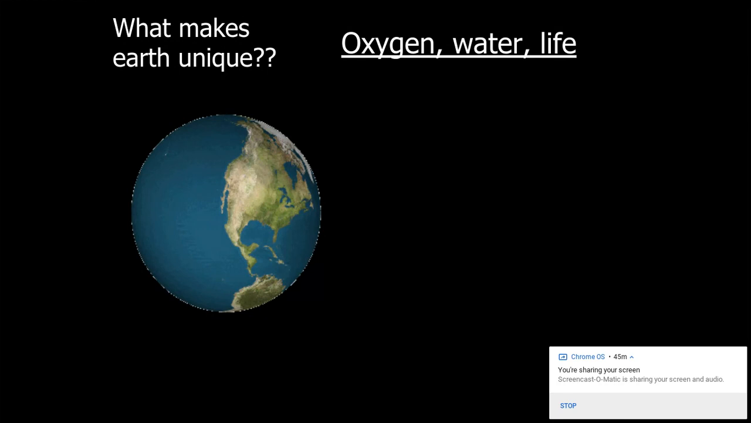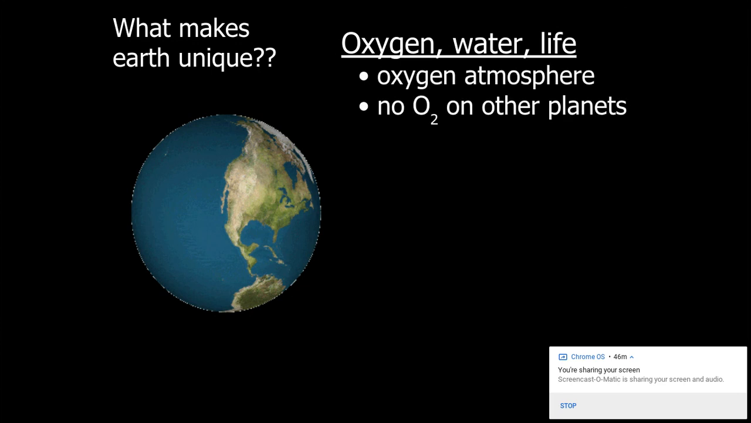And these different phases of water on Earth really allow life to exist as we know it. And so what makes Earth unique? Oxygen, water, and life. And as far as we know, in terms of planets in our solar system, we are the only one that has oxygen, water, and life. We have an oxygenated atmosphere. There's really no oxygen on any other planets. At least if there is, it's in very, very limited supply.